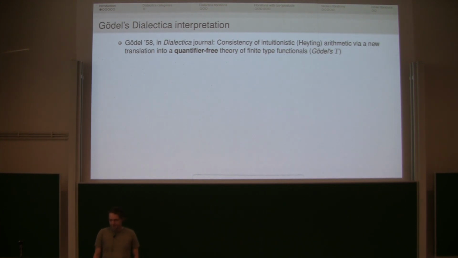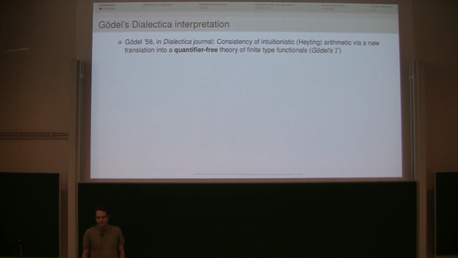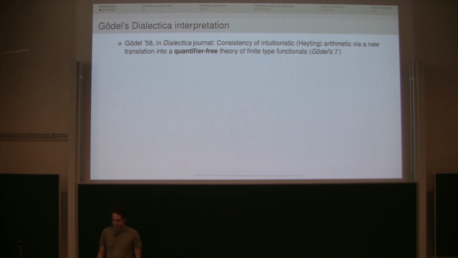Let's start off with a little bit of history. It all goes back to the 50s, when Kurt Gödel, in the journal Dialectica, published a new proof interpretation or proof translation in order to do a consistency proof of intuitionistic arithmetic, via translating the formulas of this system into a new theory called Gödel's T, which is a quantifier-free theory of finite type functionals.